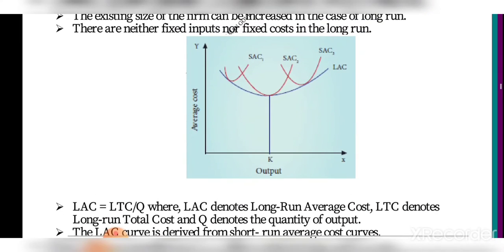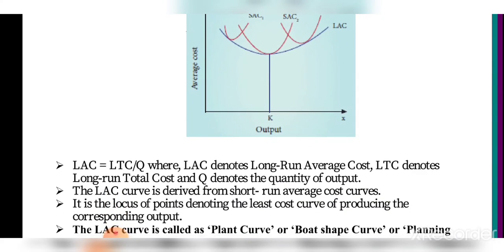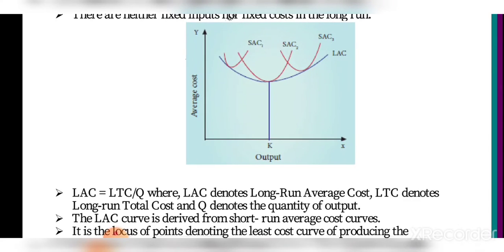So you see the diagram. SAC means short run average cost curve. So three curves are there. Now all the three curves together join to form the LAC. LAC means long run average cost curve. LAC is equal to LTC by Q, where LAC denotes long run average cost, LTC denotes long run total cost and Q denotes the quantity of output. The diagram explains what LAC, LTC and Q are.